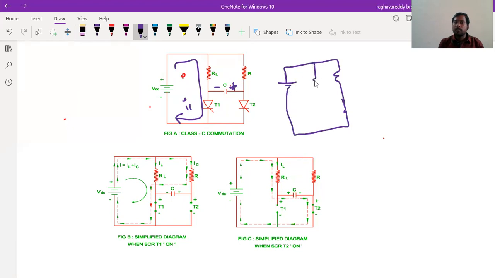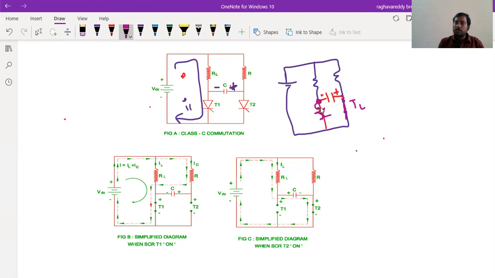Now look at this path. The capacitor is connected with this polarity. This is negative and this is positive. Negative and positive. And look at this one. This is the thyristor, which was previously short circuited. But look at this one. If thyristor T2 is turned on, it will be short circuited, and this positive terminal is connected to thyristor T1.